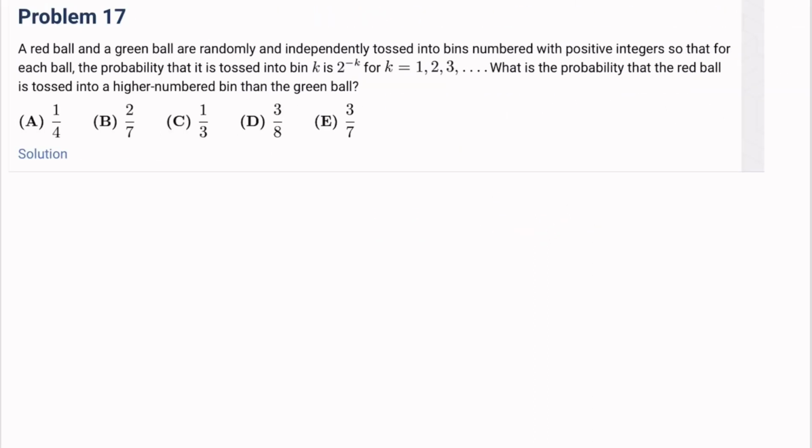Problem number 17. A red ball and a green ball are randomly and independently tossed into bins numbered with positive integers, so that for each ball, the probability that it is tossed into bin K is 2 to the negative kth power, for K is 1, 2, 3, and so on. What is the probability that the red ball is tossed into a higher number bin than the green ball?